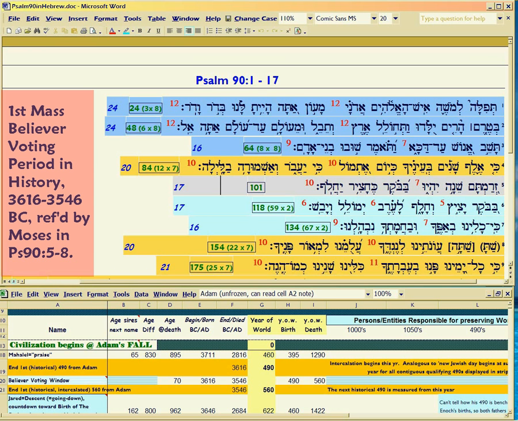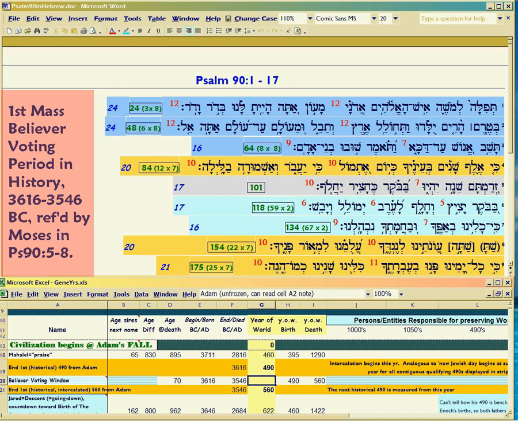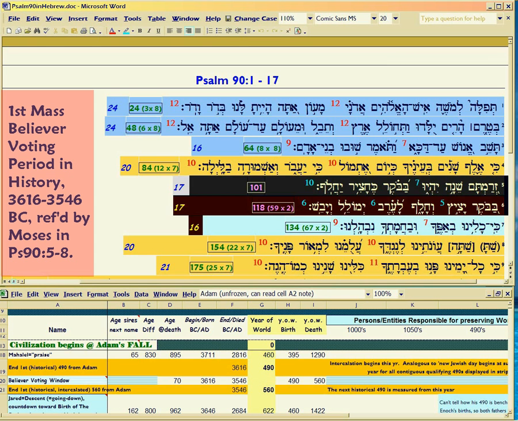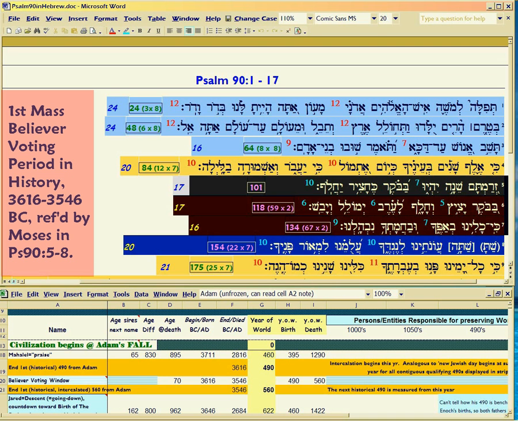Now Moses is beginning the actual chronological accounting, but he's doing it from Adam. And he begins it right here. Look in the bottom screen. He's using this voting period in cell G20 between the 490th and the 560th year. So he starts with the 70 years. He's stressing voting. And that's this period right here, verses 5 through 8, which is 34 syllables plus 36 syllables. That comprises 70.